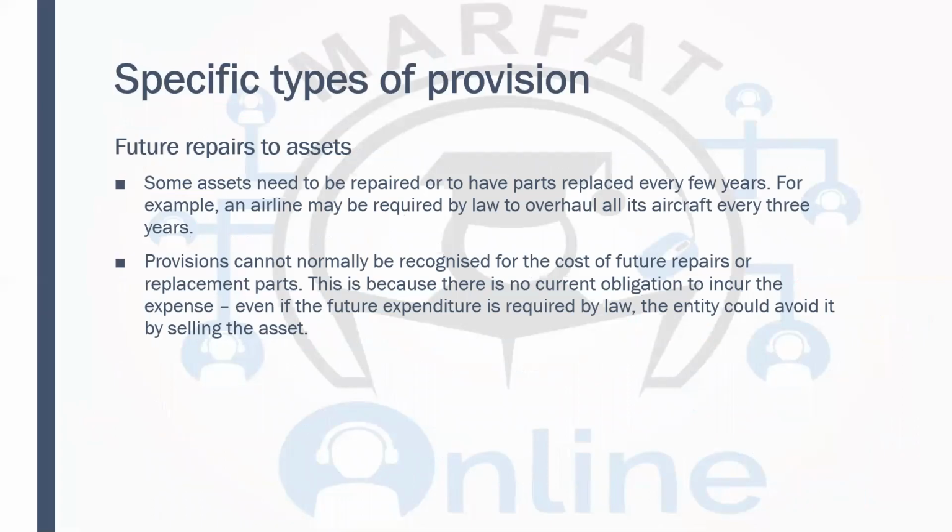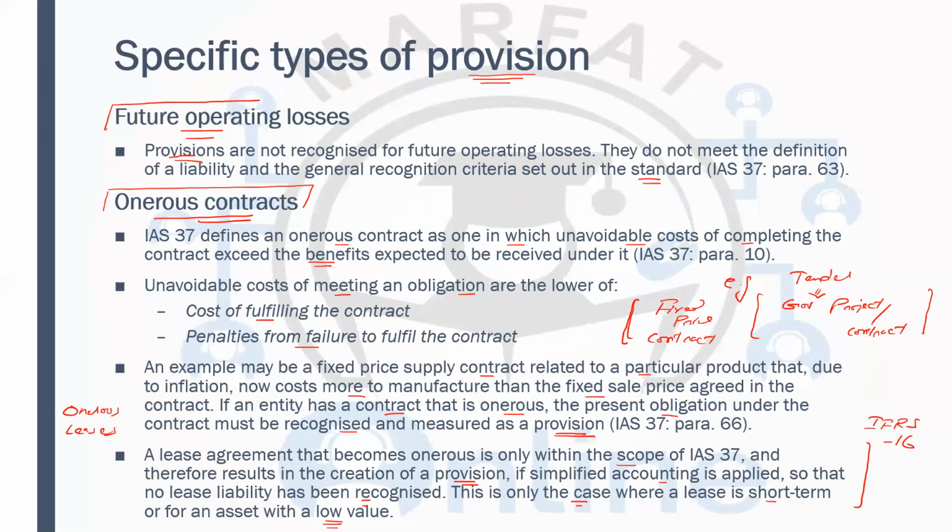Now, we are continuing the specific types of provision, and under the specific types of provision, we are discussing the future repairs to the asset. Now remember this thing that this has the same logic as future operating losses. Future operating losses means that you think that there will be losses in the future, but I told you you can avoid these losses by selling your business or by shutting down your business.